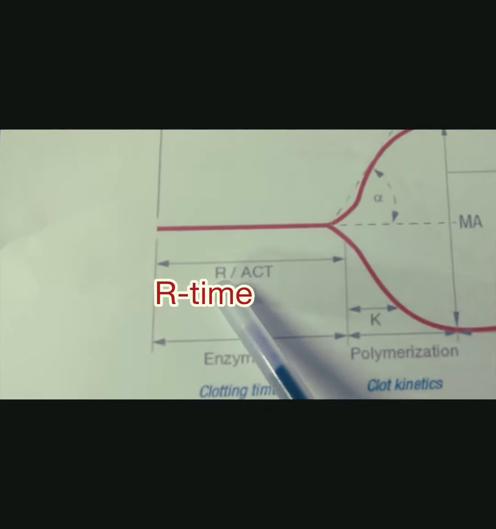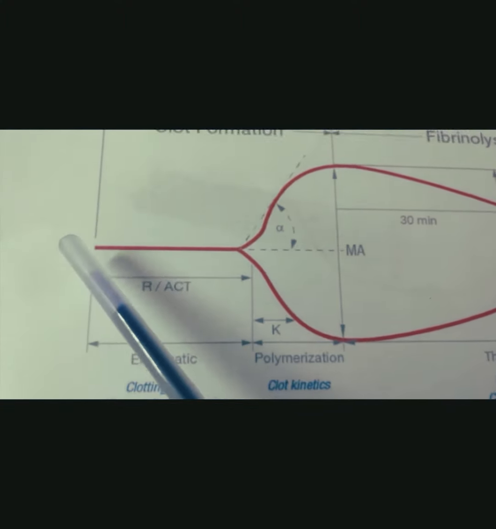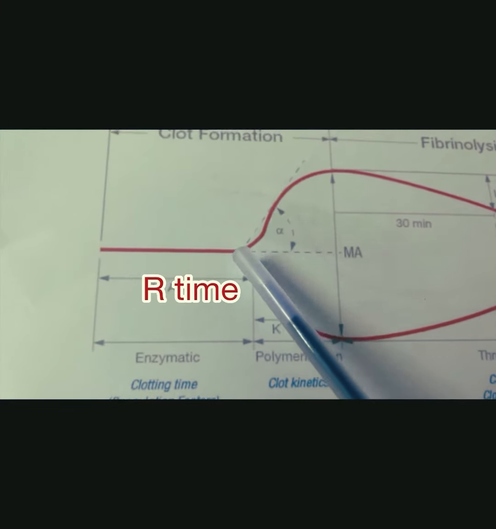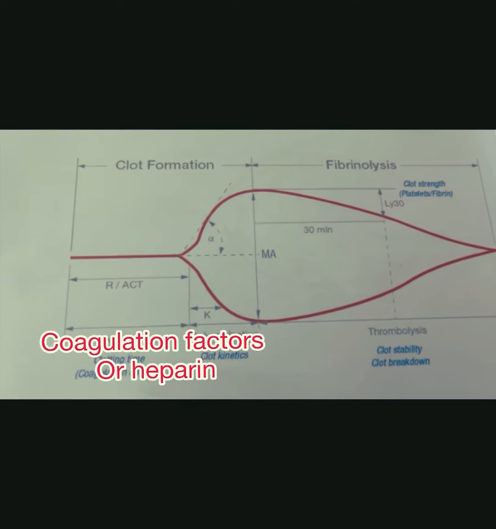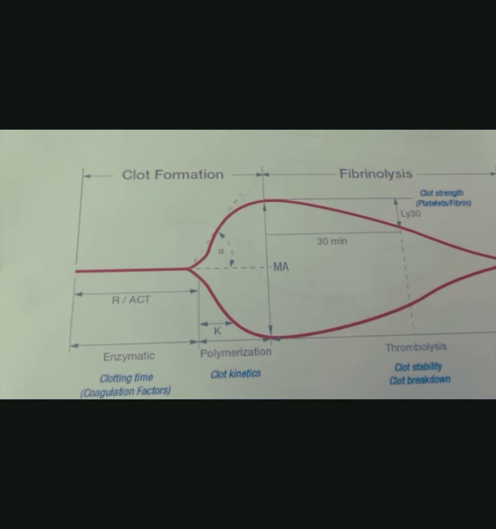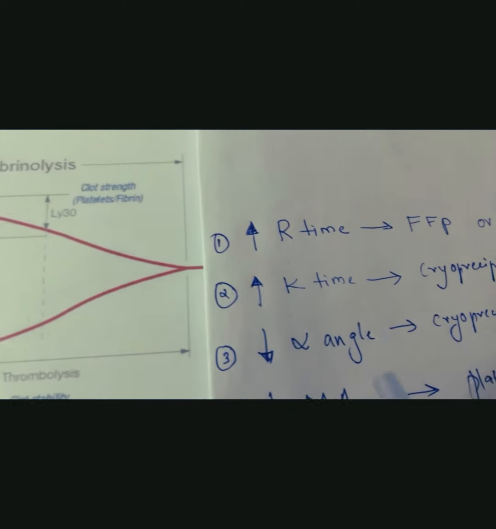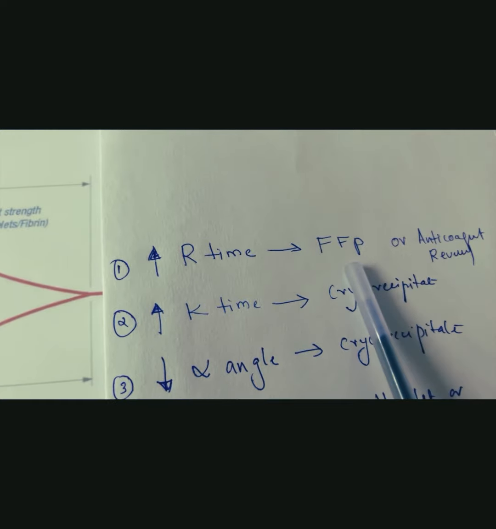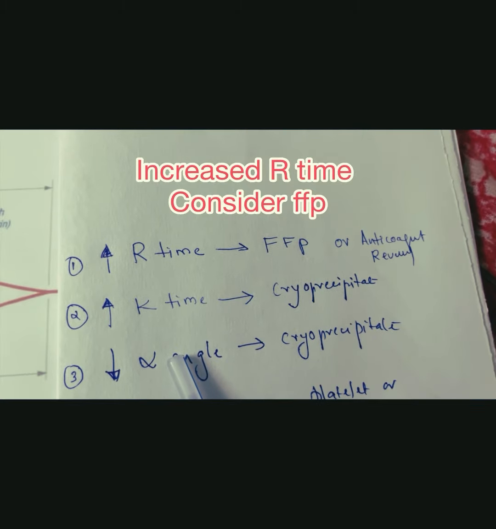So this is the first parameter that is recorded. This is the R time, or the reaction time. Reaction time is the time from the start of the test until the first measurable clot is formed, and is impacted by coagulation factors or the presence of anticoagulant like heparin. So what's the normal R time? Normal R time is 5 to 10 minutes. If you get a prolonged R time, that means the patient has either a deficiency of clotting factors or the presence of anticoagulant like heparin. So how to treat this? Give fresh frozen plasma, which contains all the clotting factors, or use drugs which reverse anticoagulants, like protamine for heparin.